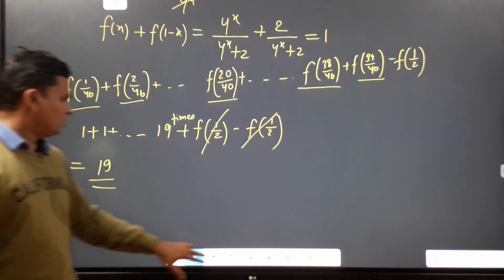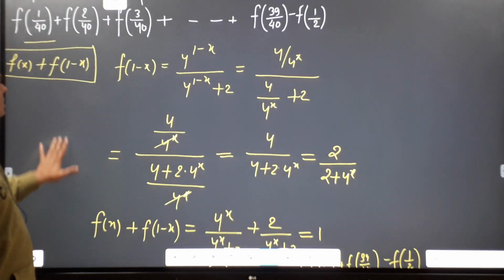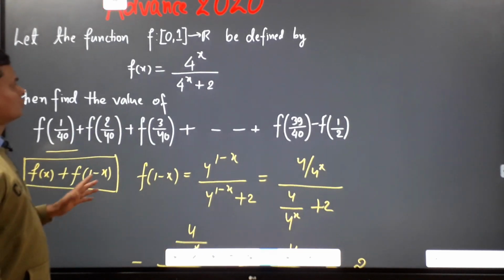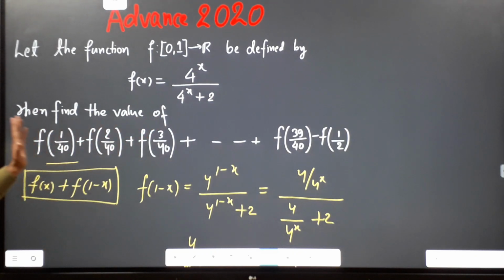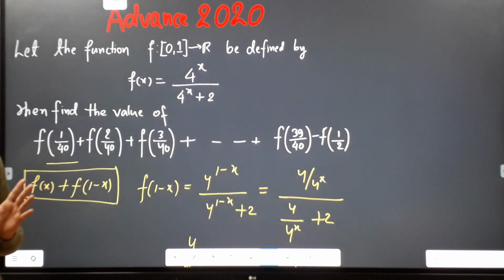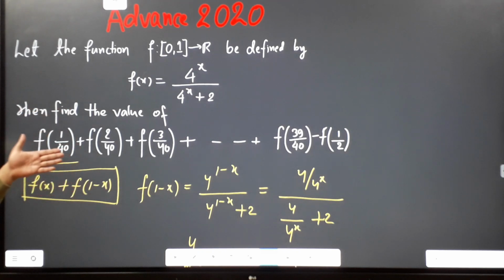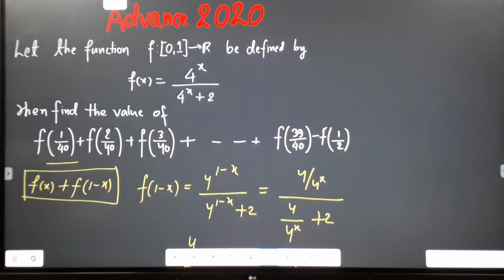I hope you were able to grasp the concept behind this question. This question was not too difficult. Only one thing hidden in this equation was to visualize that f(1/40) and f(39/40) add to 1. So you must add this strategy to your repository, so that whenever you face such a question, you attempt solving it in this way.